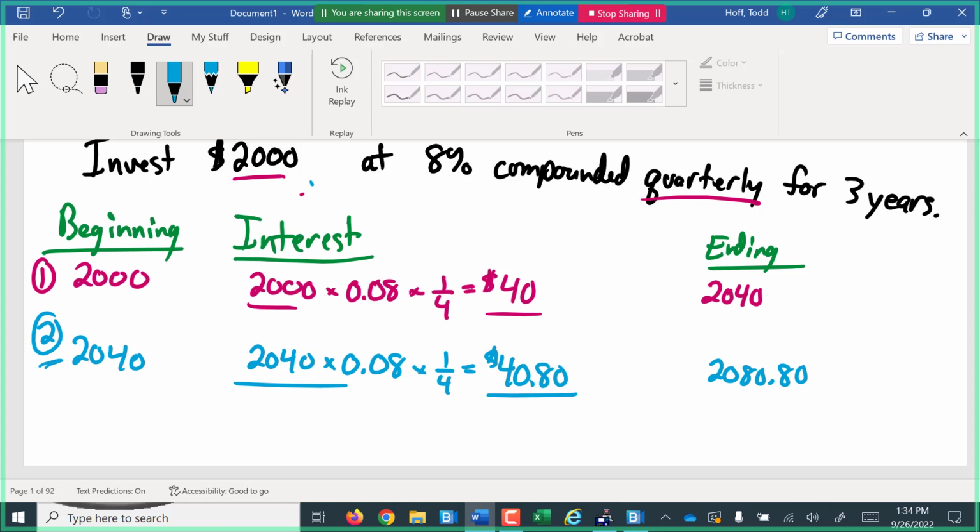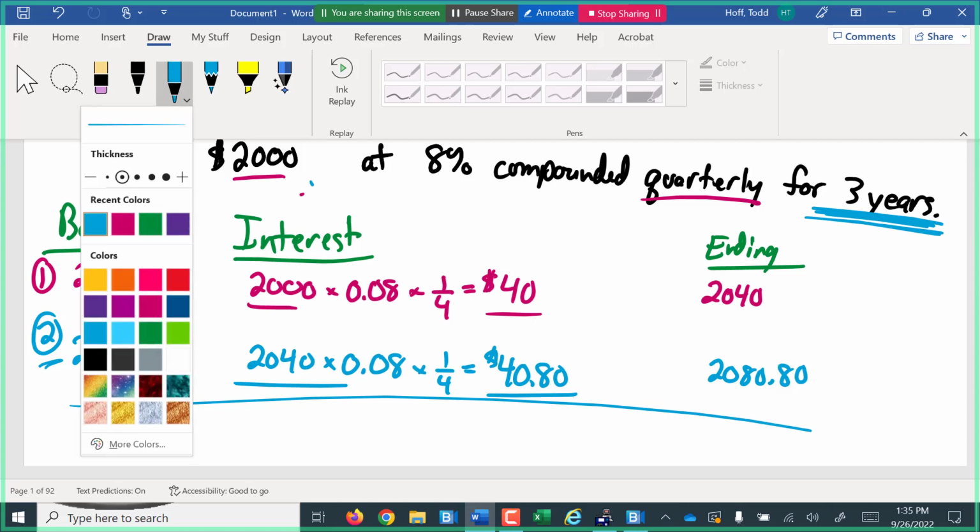Well, that's only the second quarter. How many quarters would we have to go through to get to 3 years? How many quarters in 3 years? 12. I don't feel like doing all this 12 times. So in order to avoid doing this 12 times, let's look for a shortcut. So the shortcut here involves us adjusting two things.